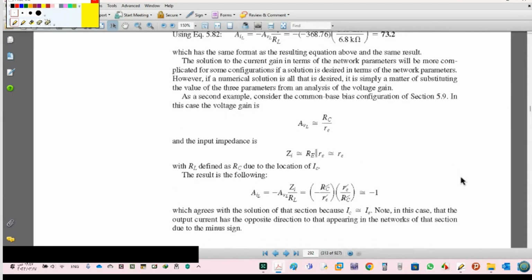Okay. Now, this is for common base. Here we have just -1. That means there is no amplification for common base. We have amplification for both voltage and current only in the common emitter. Whereas if I just want to flip the current, we use common base. That means here AI is -1.